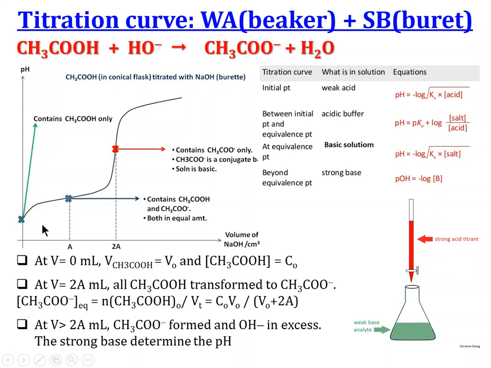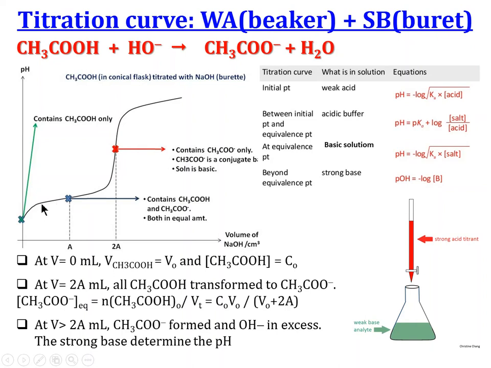Between the initial point and the equivalence, we have a mixture of acetic acid and acetate. So we can apply the Henderson formula: pH equals pKa of the couple plus log acetate divided by acetic acid. At any point between 0 and 2A, we have a certain concentration of the acid and a certain concentration of the base in solution, so we have different values of pH.